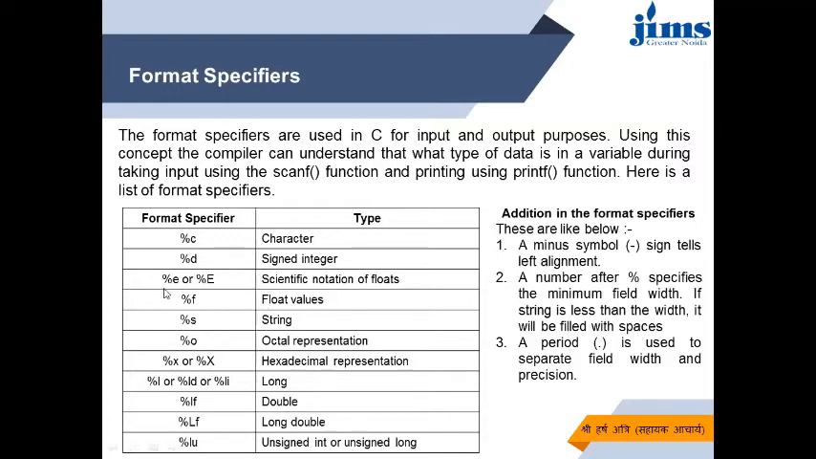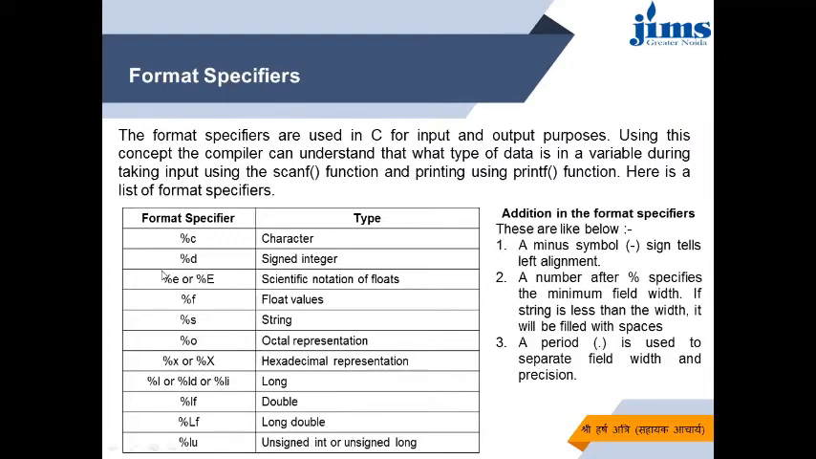The difference between %e or %E and %f is that %f will print up to 6 decimal places, and %e will print in the scientific notation of floats. The meaning of scientific notation of floats is that it will print the decimal values in the form of an exponential. Then %s is used to print the strings. The %o, small o, is used to print the octal representation of any number. %x, small x or capital X, is used to print the hexadecimal representation.